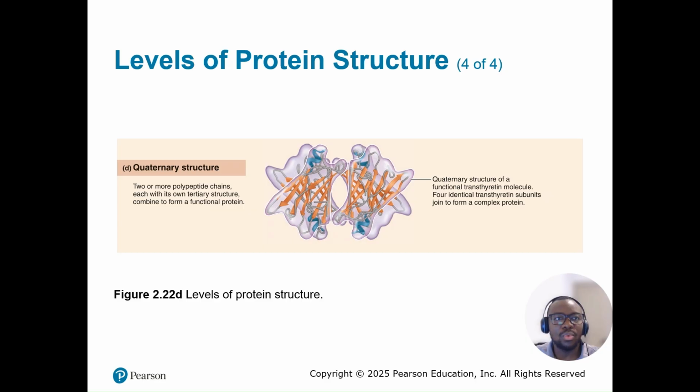Here we see the quaternary structure of a protein. In the quaternary structure, two or more polypeptide chains, each with its own tertiary structure, combine to form a functional protein. The figure constitutes the example of transthyretin by showing how four identical transthyretin subunits join to form a complex protein.